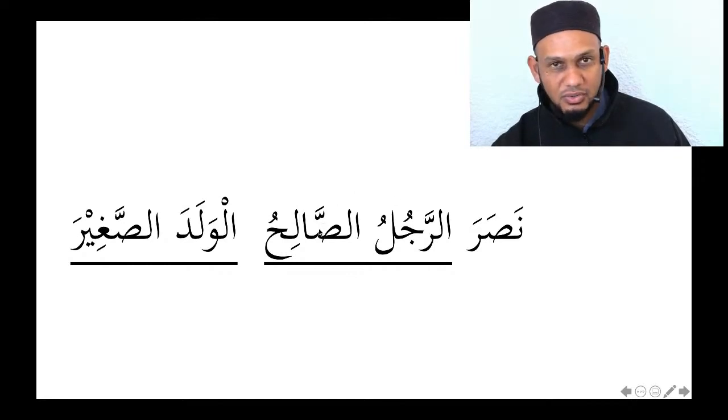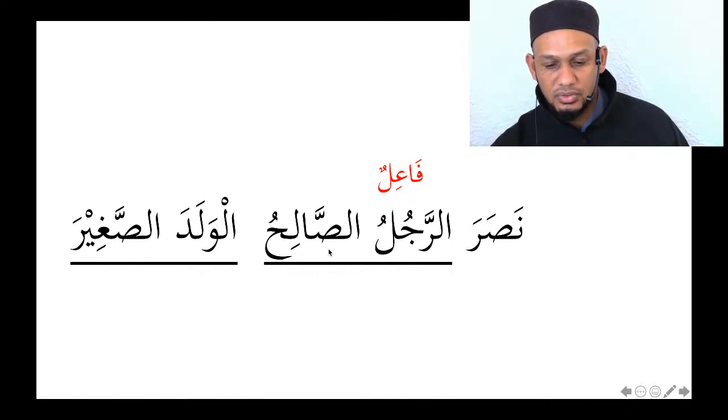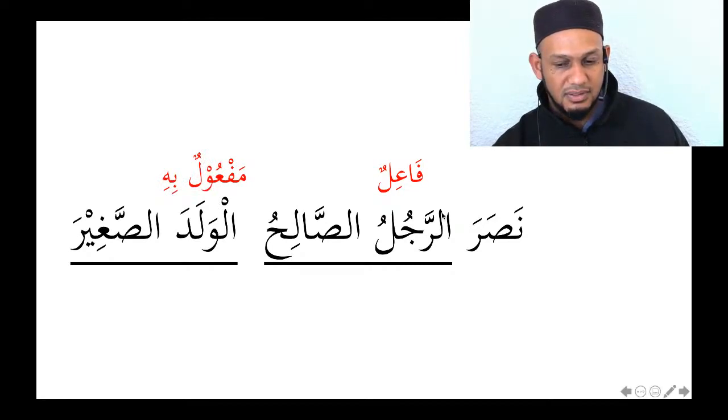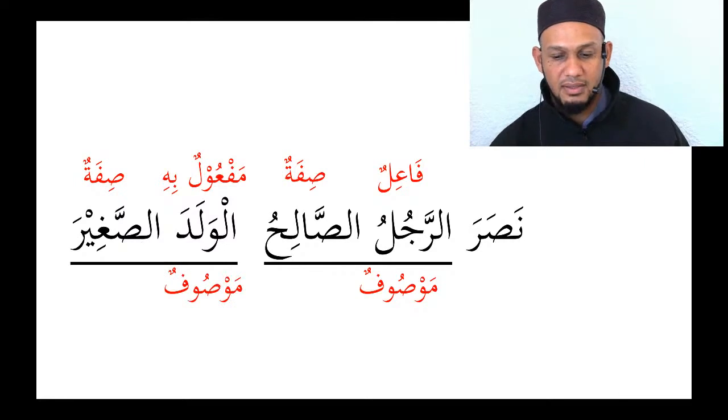But I also have the word as-salihu, which is actually describing this man. So it's a sifa mawsuf here. This is the fa'il, the man helped, and the salih is describing the man. Who did the man help? Nasara ar-rajulu as-salihu. Who did he help? Al-walada. He helped the maf'ulun bihi, the boy. The pious man helped who? The boy. And what type of boy did he help? As-saghira, the small boy. So the 2 underlined bits here, ar-rajulu as-salihu is a sifa mawsuf, and al-walada as-saghira is a sifa and a mawsuf.